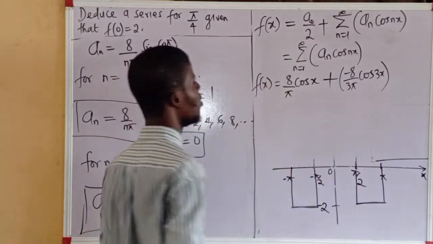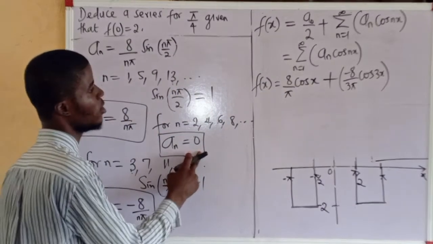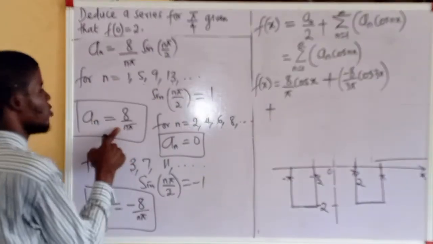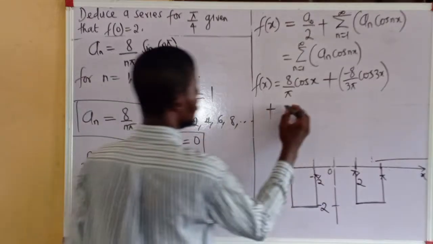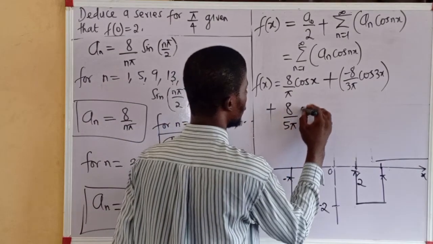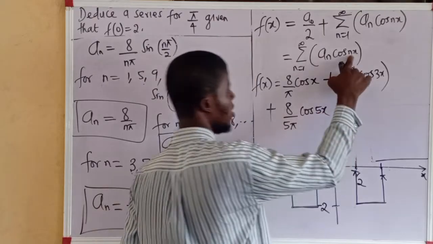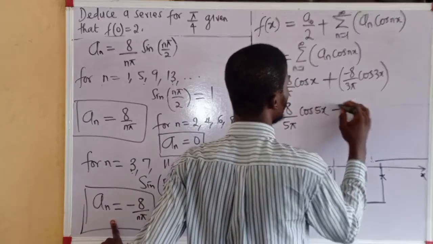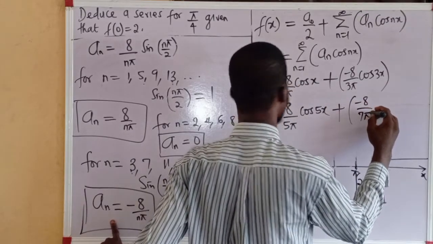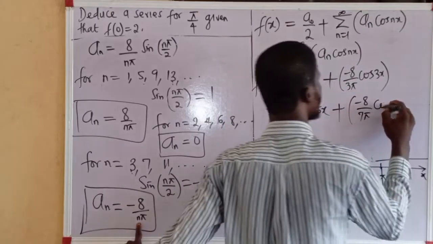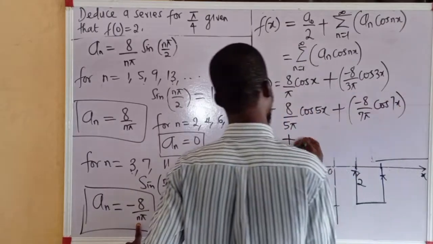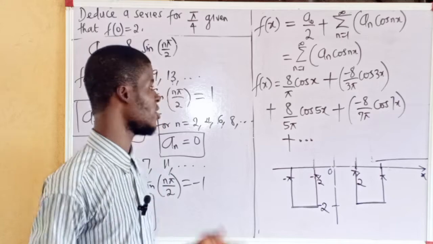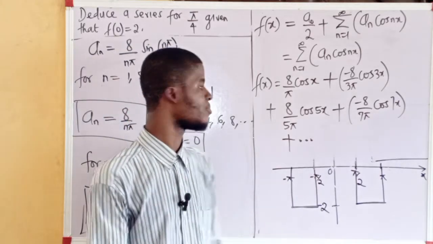When n is equal to 4, we'll still have 0. Okay? So let's go to 5 now. For 5, this is a sub n. So we have 8 over 5 pi cos 5x. For 7, we are going to make use of this. That will be minus 8 over 7 pi, putting 7 here now, cos 7x. And so on and so forth. The series is infinite. Yes, an infinite trigonometrical series.